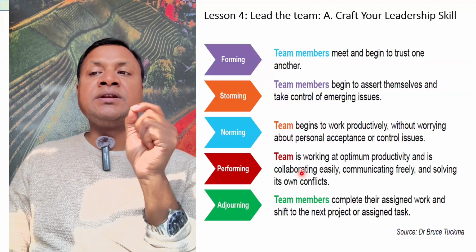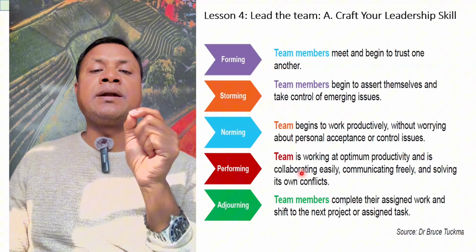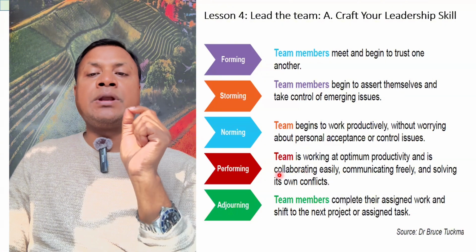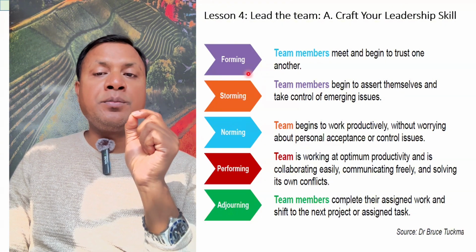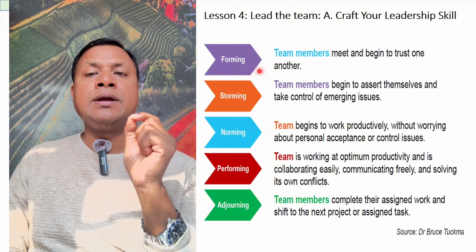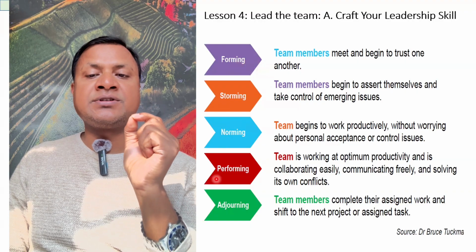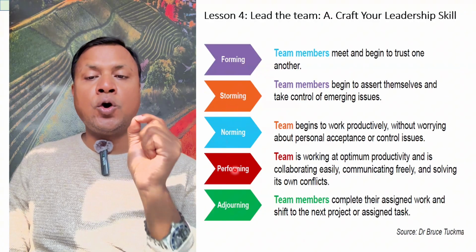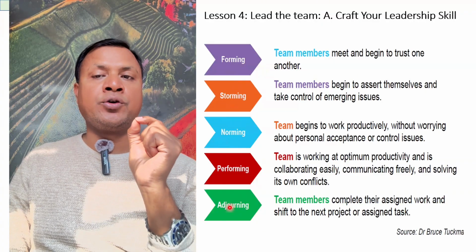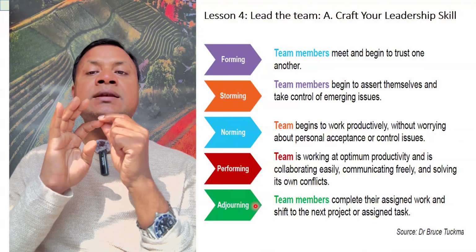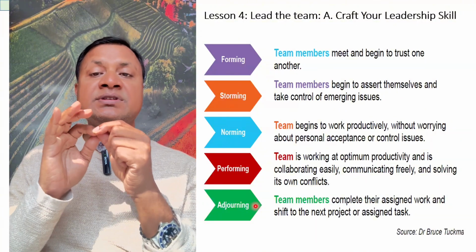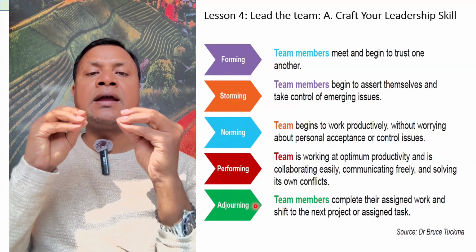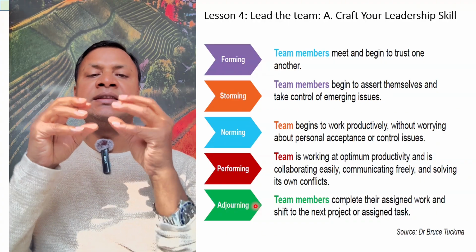So, forming a team, crafting leadership skill, there are 5 steps of forming a team. Number 1 is forming. This is the Tuckman style. Tuckman introduced these 5 steps of team building: forming, storming, norming, performing, and adjourning. Number 1 is forming. Forming means team members meet and begin to work, and they start to trust each other, they listen to each other.